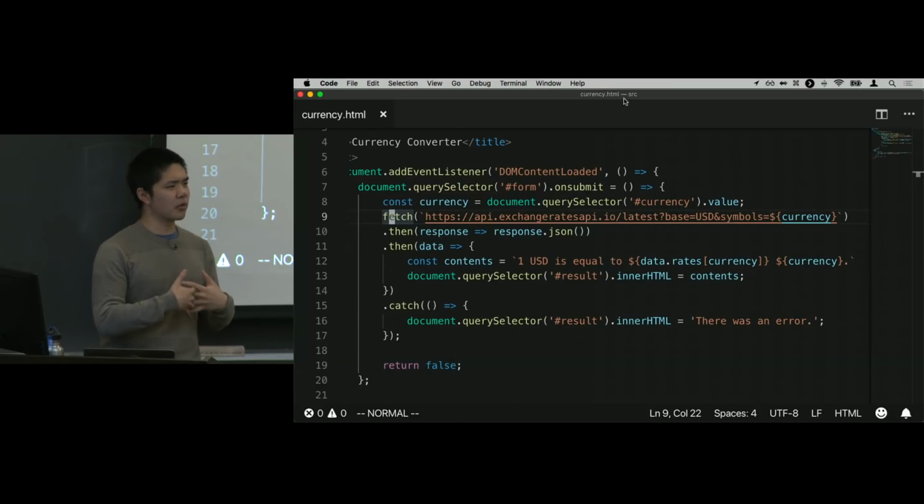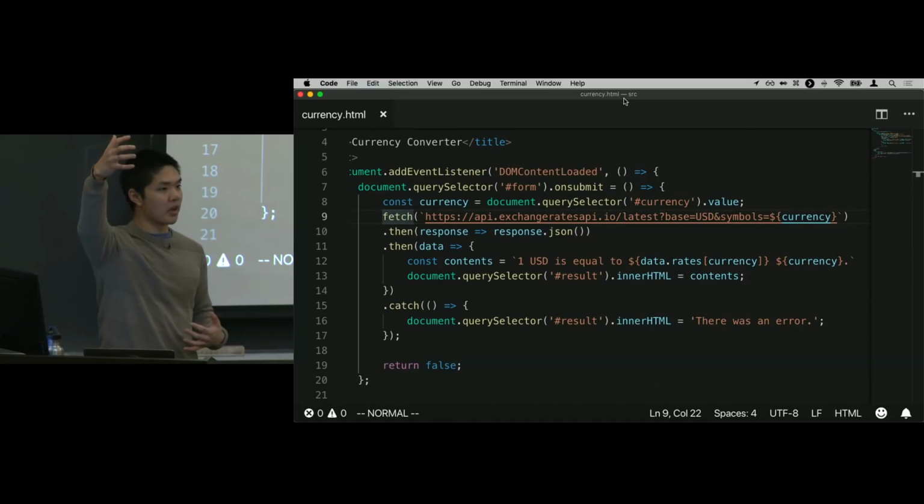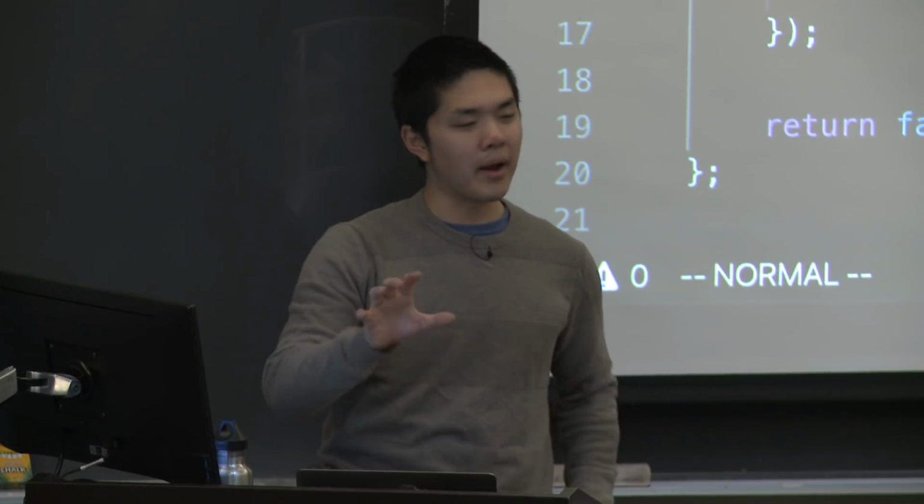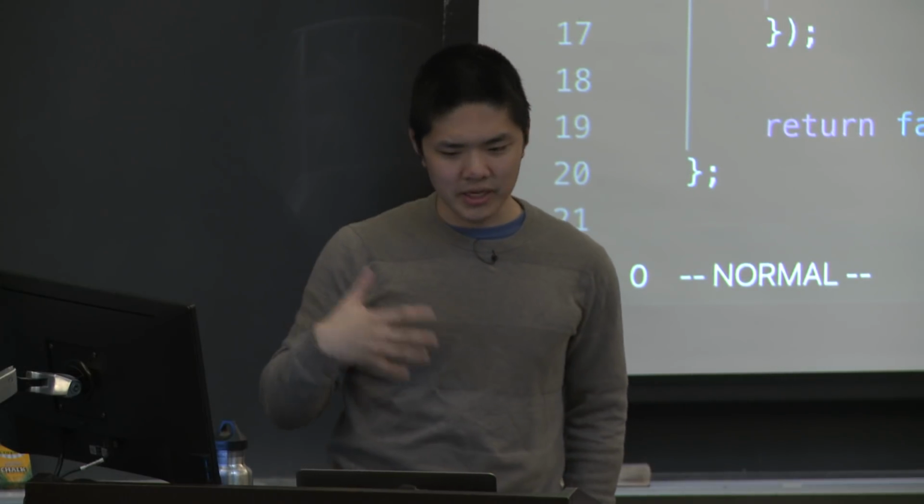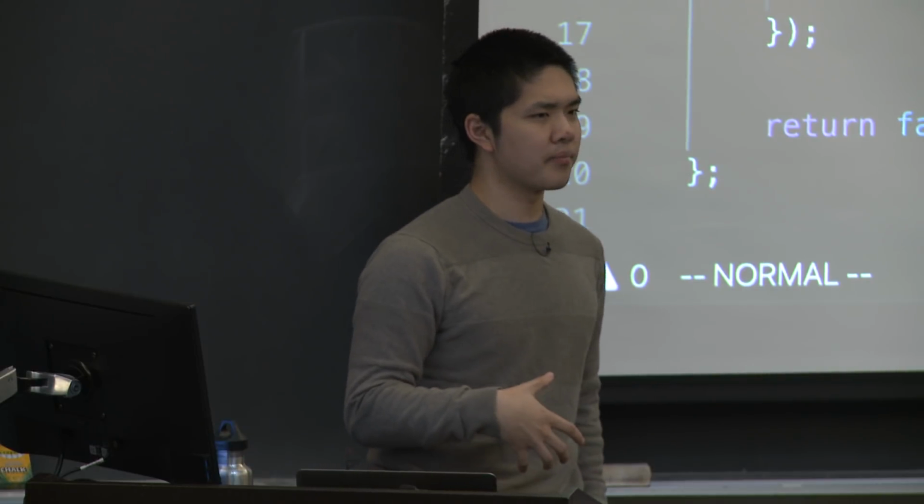So this is me making what's called an AJAX request, an asynchronous request, where I'm requesting from some other URL, some other website, not my own, for some data. And in particular, I'd like data about the exchange rate. And then I'm going to get that back and do something with it.